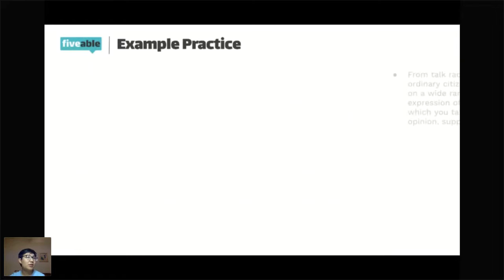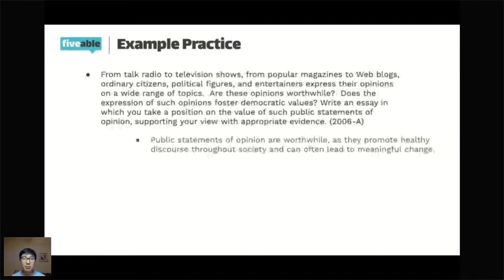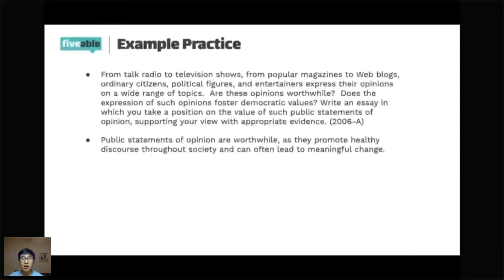So to answer the prompt, my thesis was: public statements of opinion are worthwhile as they promote healthy discourse throughout society and can often lead to meaningful change. The thing that answers the prompt and gets me the thesis point are the first 6 words: public statements of opinion are worthwhile. That answers the prompt because it says, write an essay in which you take a position on the value of such public statements of opinion. Because I take a position, I get the thesis point.